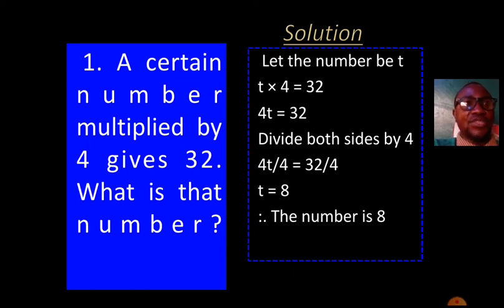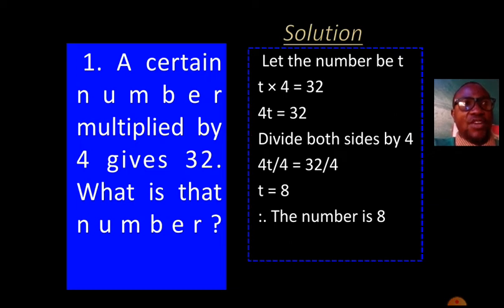Now, the next step is to divide both sides by 4. 4t divided by 4 is equal to 32 divided by 4. When you divide, 4 will cancel 4. And how many 4s can you get in 32? That is 8. So, t is equal to 8. So, the number is 8.